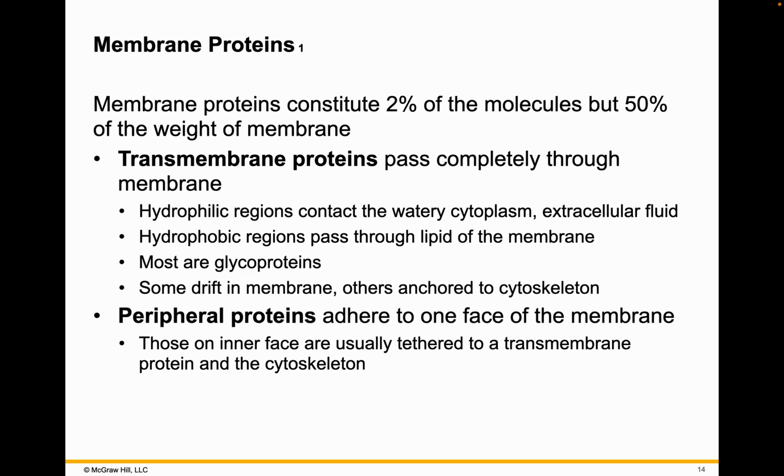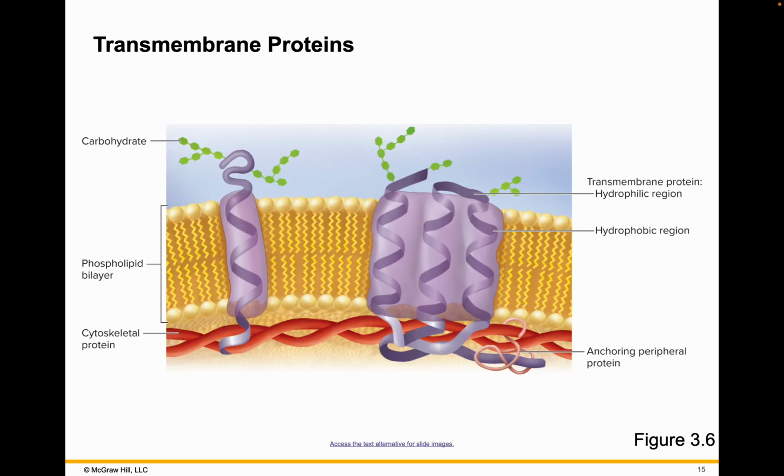There are peripheral proteins in many cases that adhere to only one side of the membrane, either the inner or the outer. They're usually tethered to a transmembrane protein and the cytoskeleton. So here are transmembrane proteins passing through the membrane.